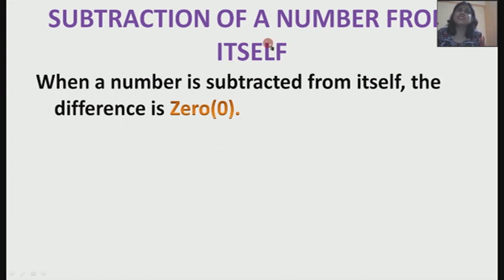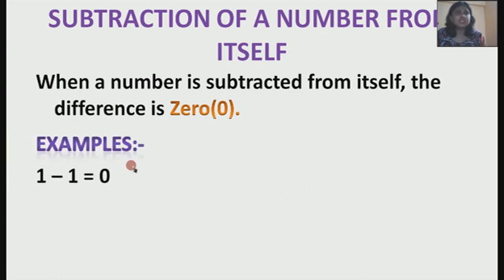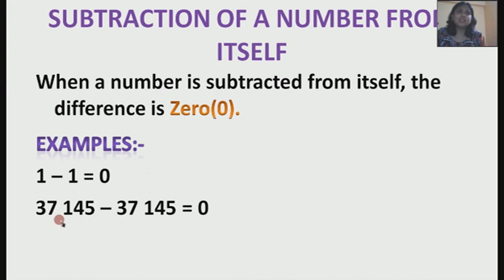Moving on to the next property, subtraction of a number from itself. When a number is subtracted from the same number, the difference or the answer is 0. We all know that 1 minus 1 is 0. In the same way, 37,145 minus 37,145 will be 0.